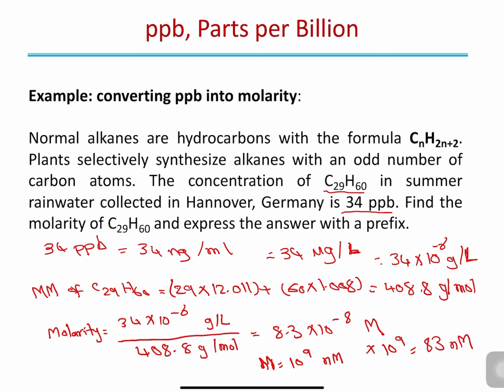This is how you can convert part per billion into molarity. If you have it as part per million, then instead of using nanogram per mL or microgram per milliliter, it's going to be milligram per liter, and you will continue in the same way until you get the molarity.